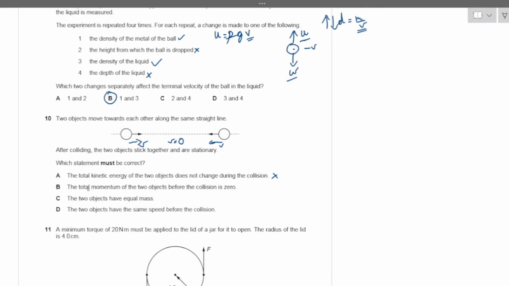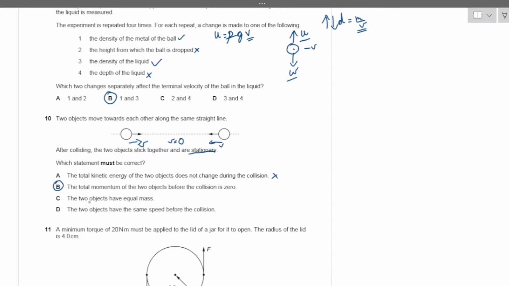Option A is wrong. Option B, the total momentum of the two objects before the collision is zero. That's right, because it has been said that after the collision, both of the balls are stationary. Therefore, the overall momentum or the total momentum will be zero. So, initial momentum before the collision must also be zero. So, option B is correct.